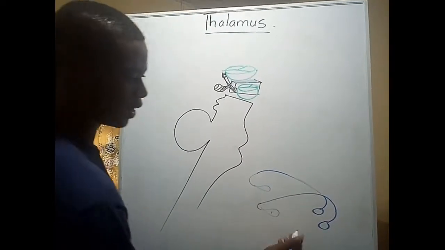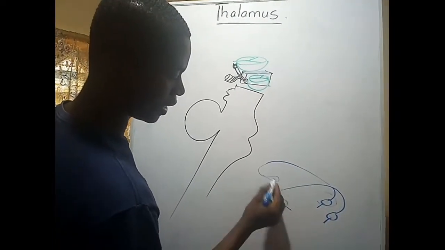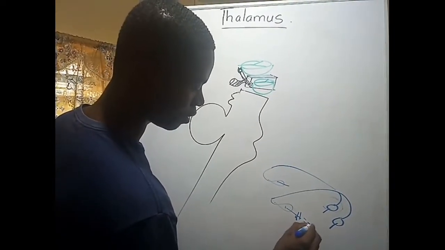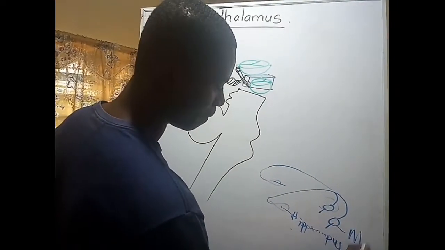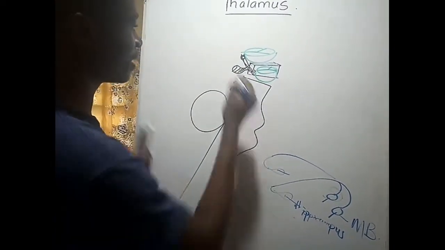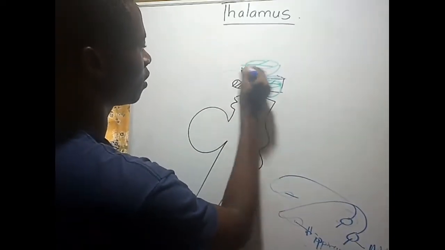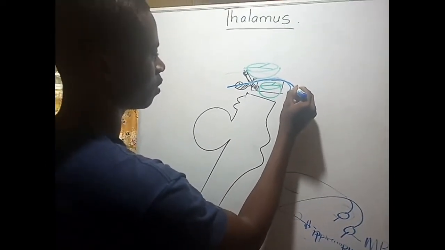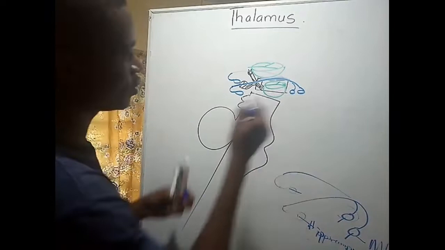Now this structure is called the fornix, and at the anterior ends we have the mammillary bodies, and at the posterior ends we have the hippocampus. So we have the hippocampus, then we have the mammillary bodies. There. So if I represent that structure here, we are going to have something like this.